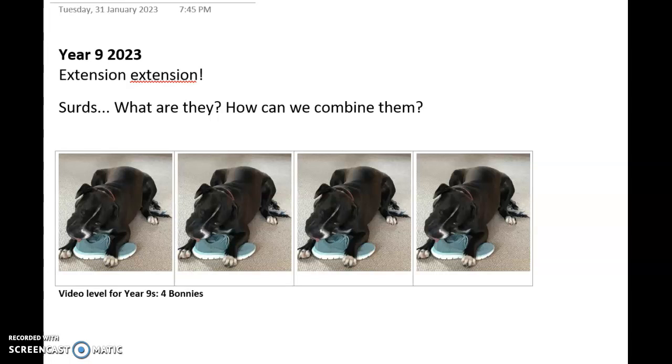So I've decided that this year I'm going to try something new. I'm going to use my dog to give an indication of how hard the video is. So this video level, I've decided, is worth 4 bonnies. Now 4 bonnies means this is far more than you need for Year 9 maths. But these things are really fun and I hope you enjoy them.